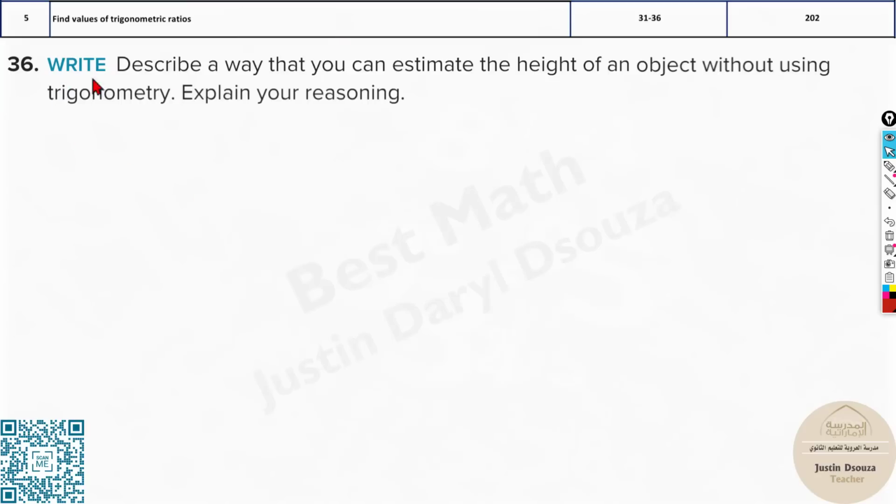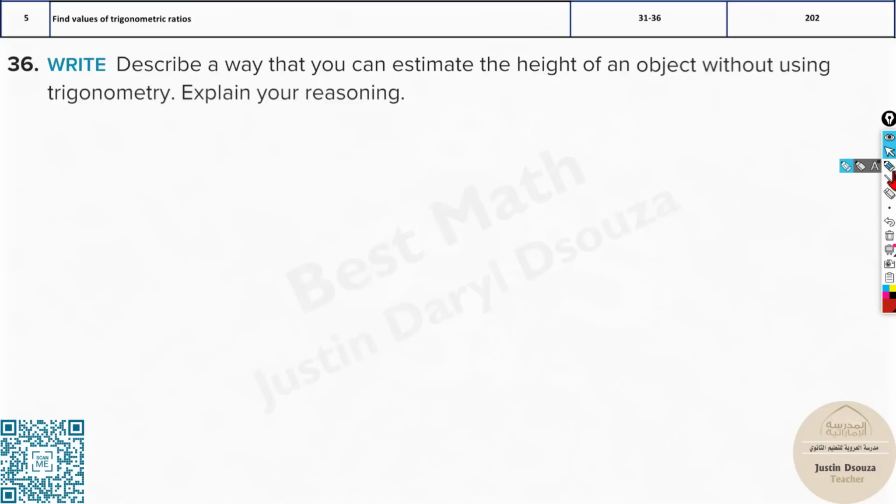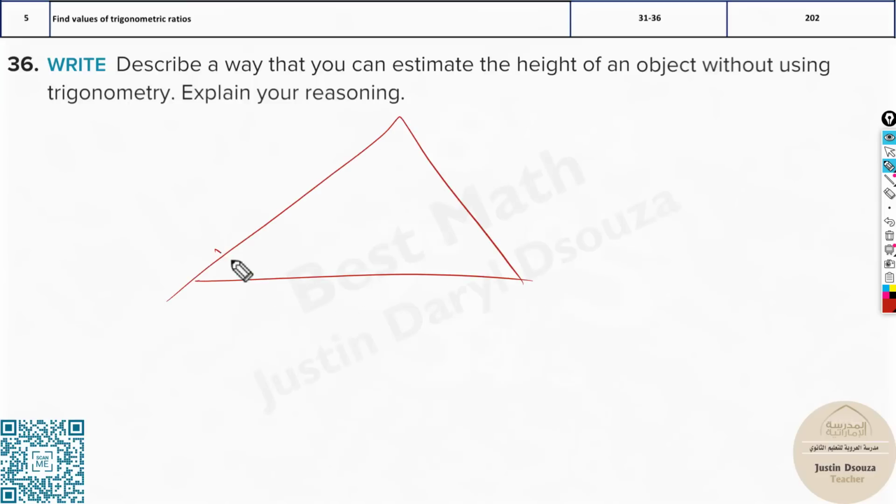Now here, the last problem. Describe a way that you can estimate the height of an object without using trigonometry. Explain your reasoning. There are ways. Let me just look in the answer. Okay, they're using like how to find the height. Okay, got it. So here, say for example, isosceles triangle. If you know the isosceles triangle has two equal sides, equal angles, and then these both are equal. So you can use this and find the height. You can find the length or something.